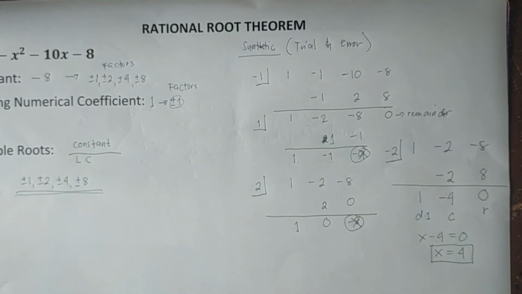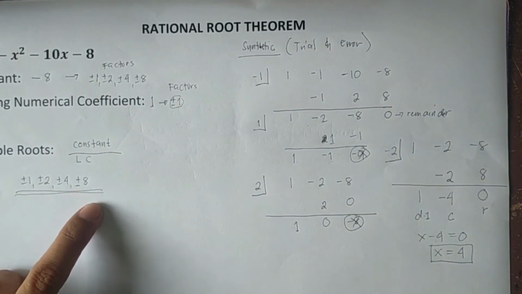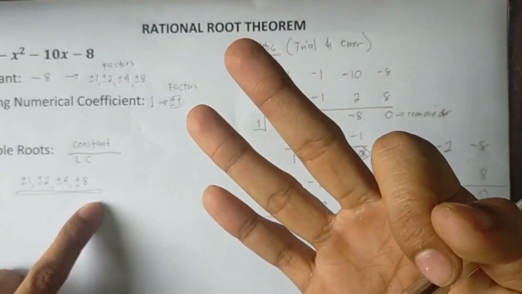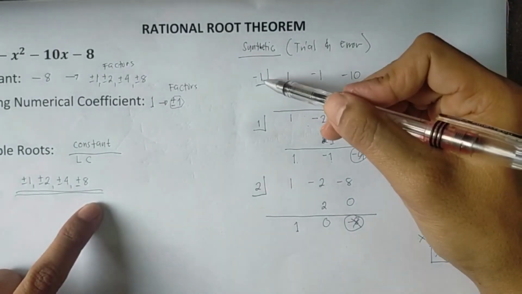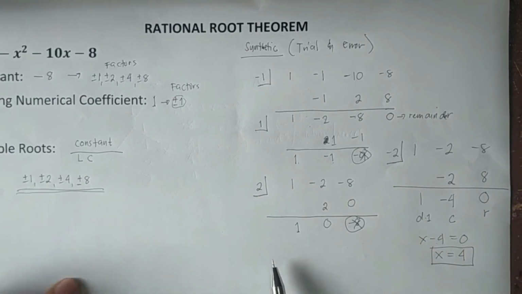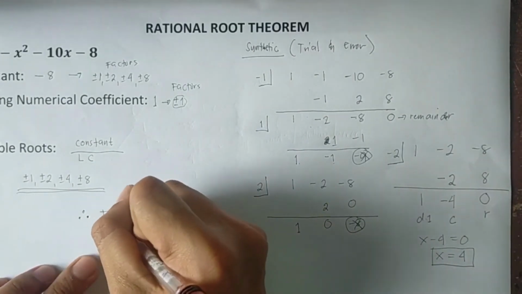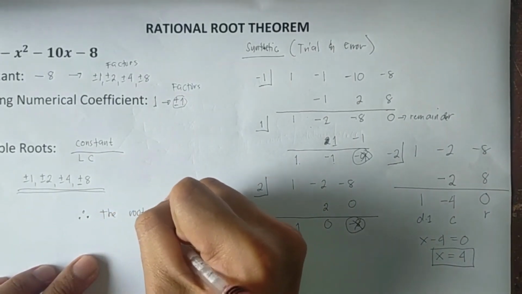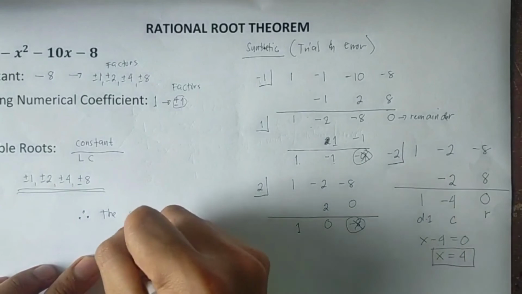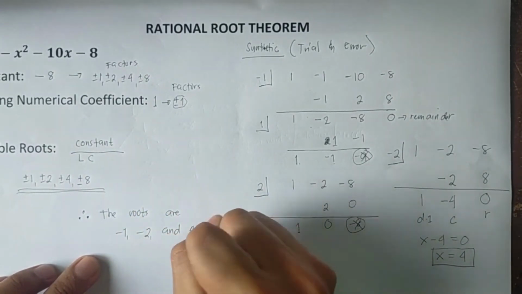So we have now the three roots. You don't need to try positive and negative 8 because you already found the three roots, which are negative 1, negative 2, and positive 4. You can say that the roots are negative 1, negative 2, and positive 4.